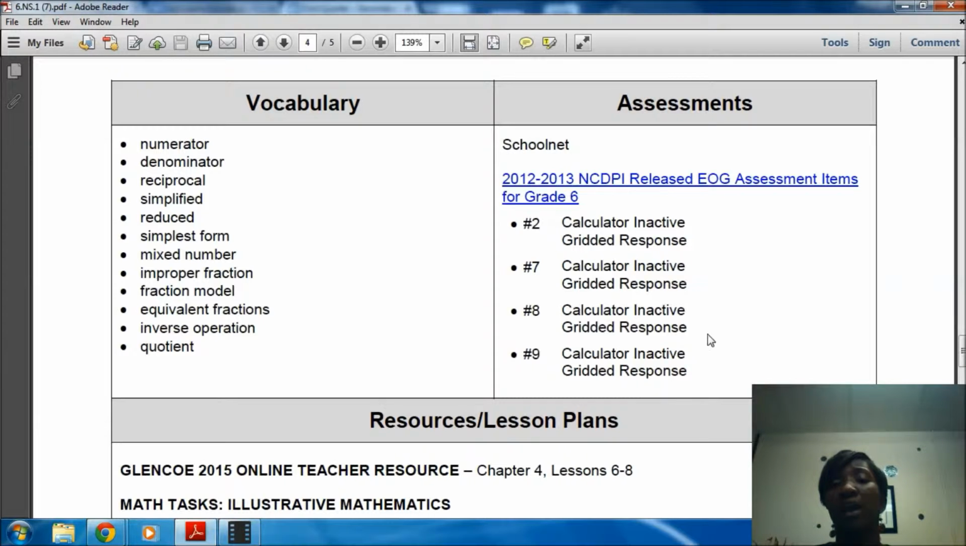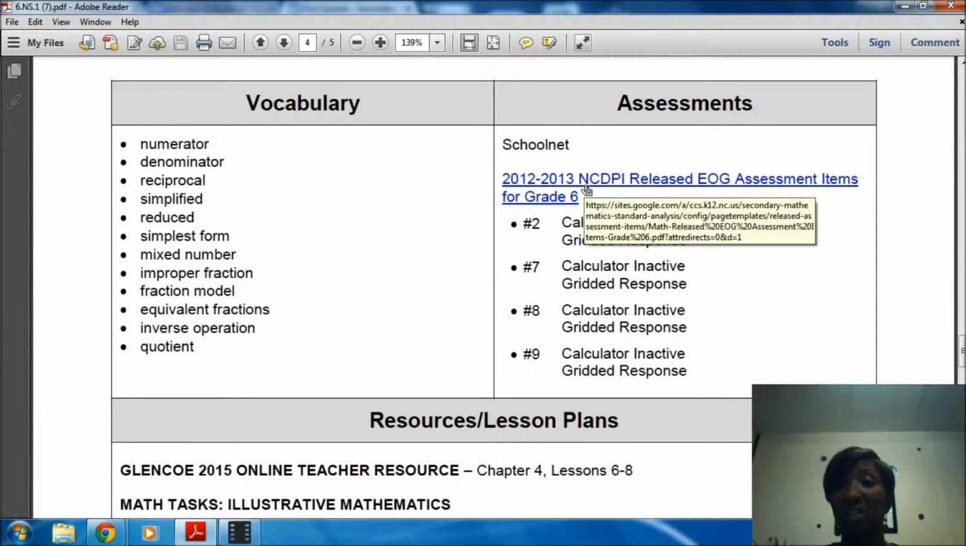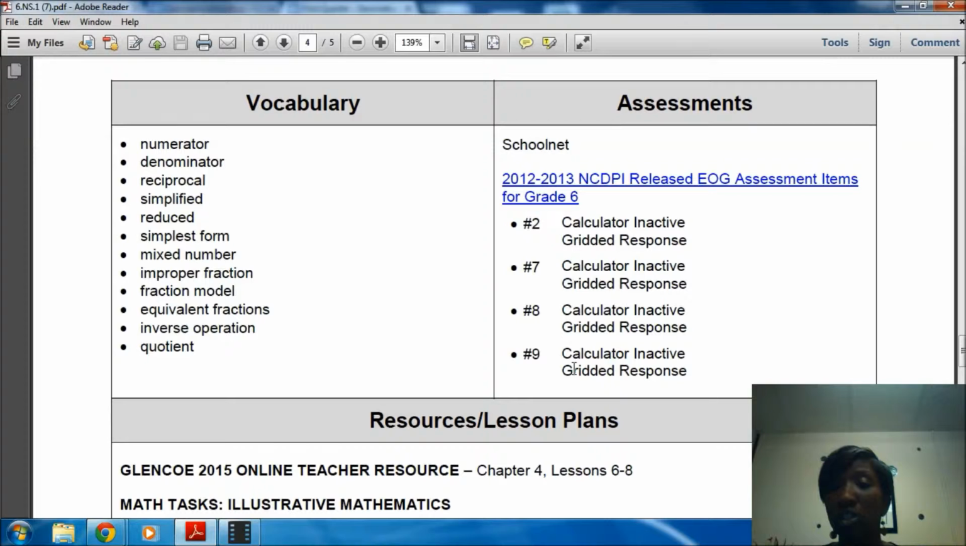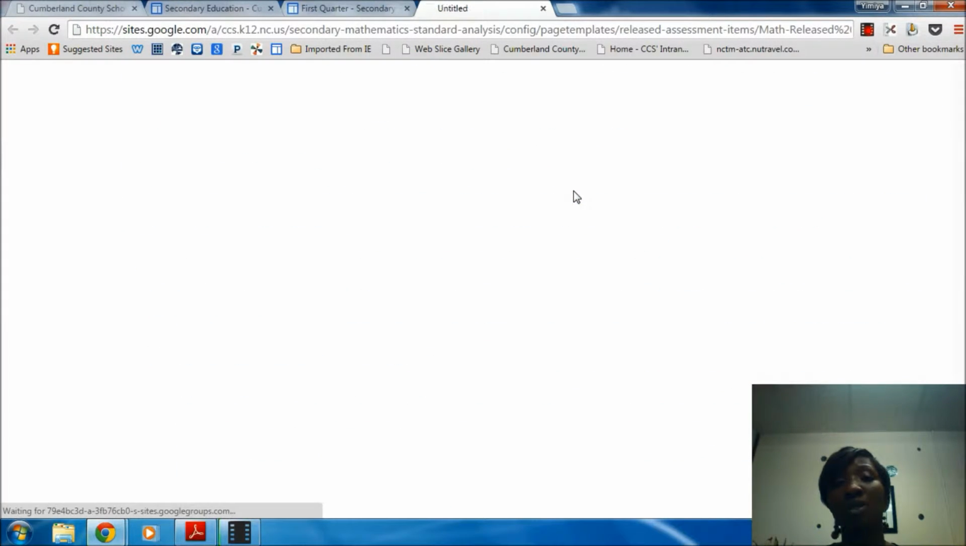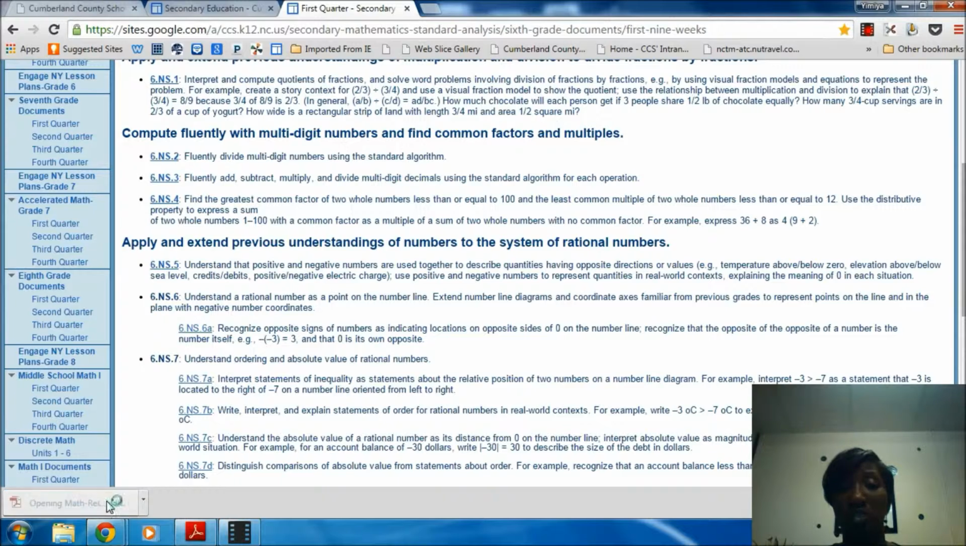And then we have an assessments tab. So we've added a couple things here. You are able to search for assessment items within SchoolNet for 6NS1. Or you may go to the NCDPI released EOG assessment for grade 6. And these particular question numbers reference that particular standard, 6NS1. Again, I'm going to click on this link. You are able to see what it is you're preparing students for.